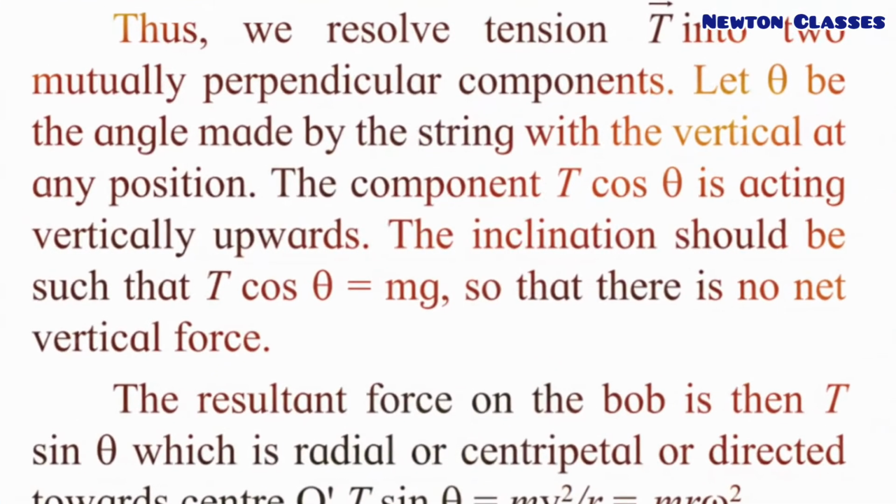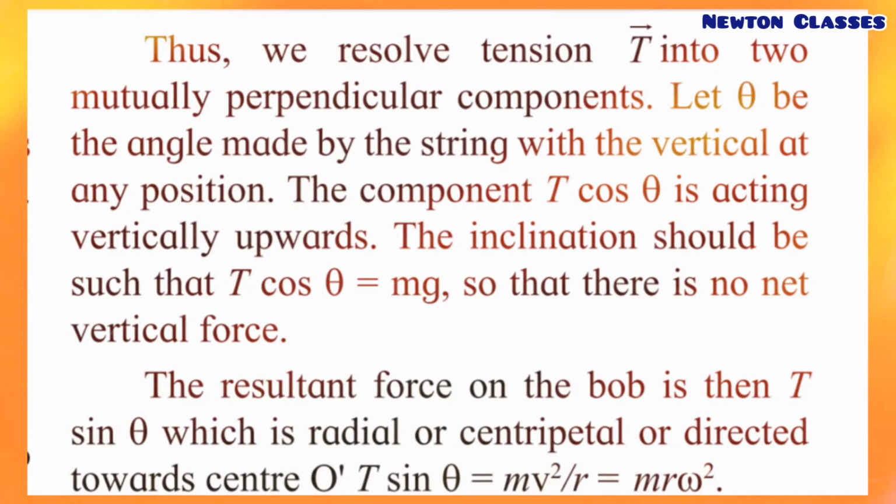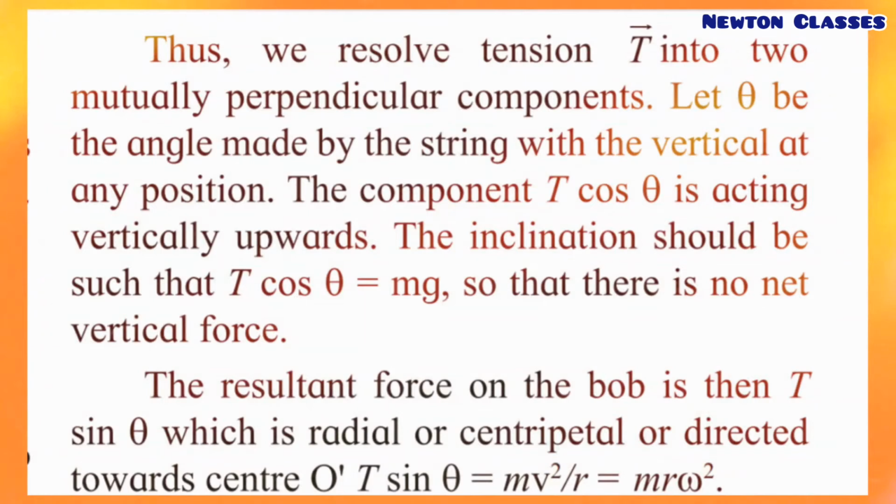Now we resolve tension T into two mutually perpendicular components, one along the vertical direction and the other along the horizontal direction. The component T cos theta acts vertically upwards, and the inclination should be such that T cos theta is equal to mg, that is, the vertical component of the tension in the string must be balanced by the gravitational force mg, so that there is no net vertical force.